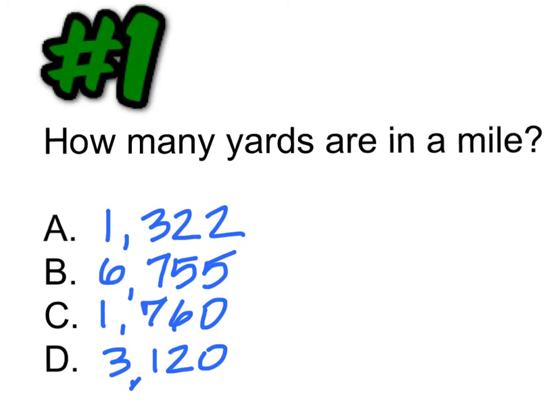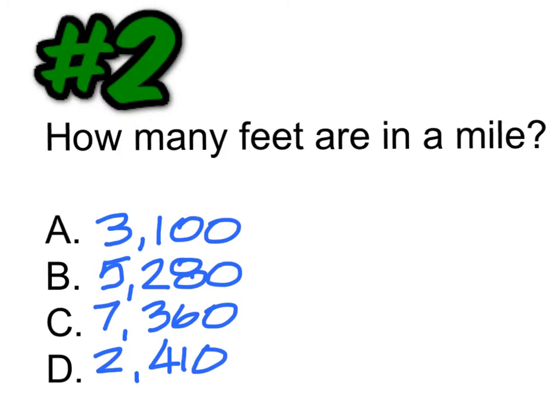How many yards are in a mile? A, B, C, or D? Bruton? D. No, it's not D. And Clyburn. C is right. It should be 1,760 yards. Number 2, how many feet are in a mile? Yes. B, 5,280. That is right.